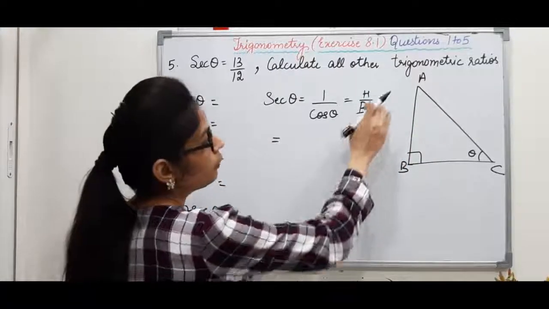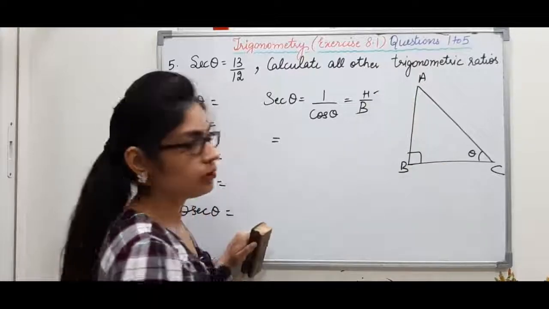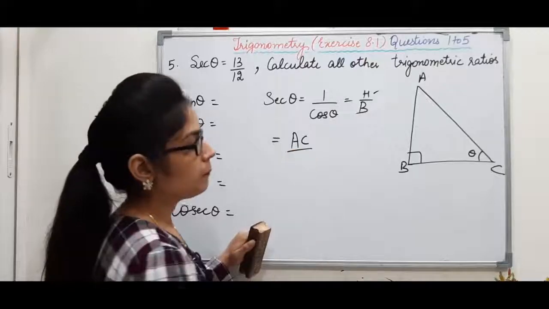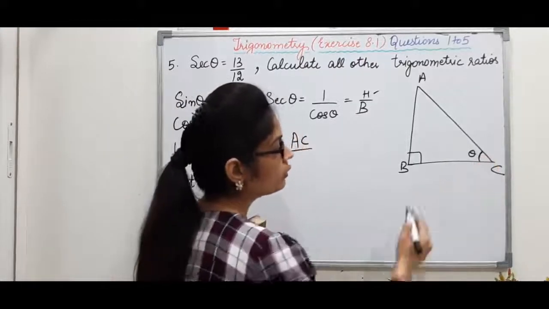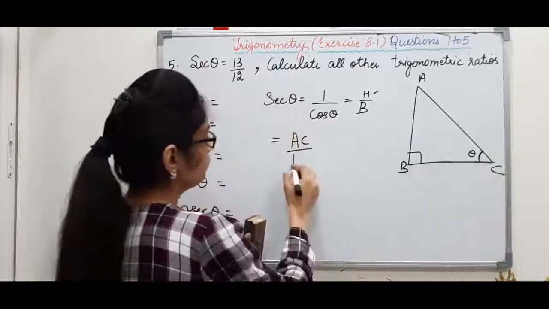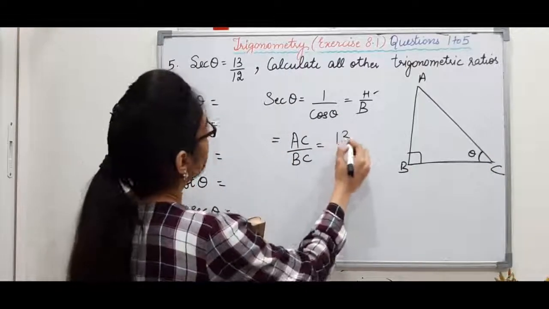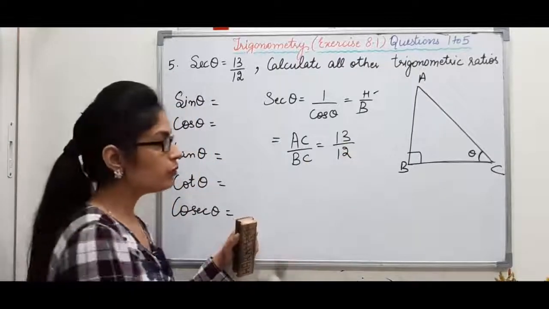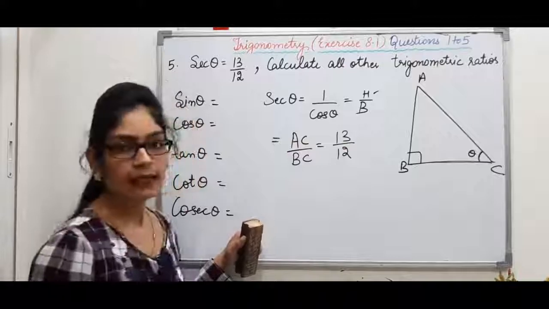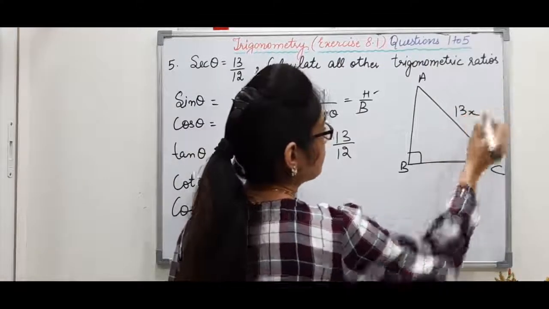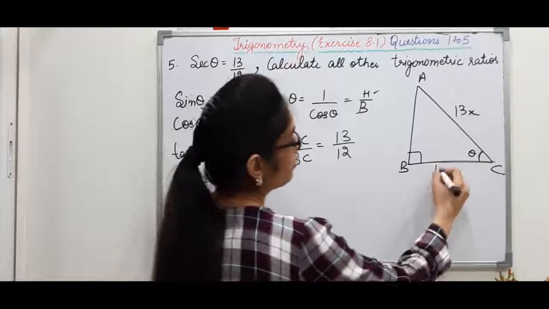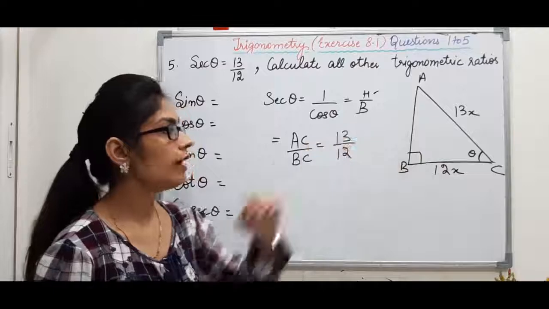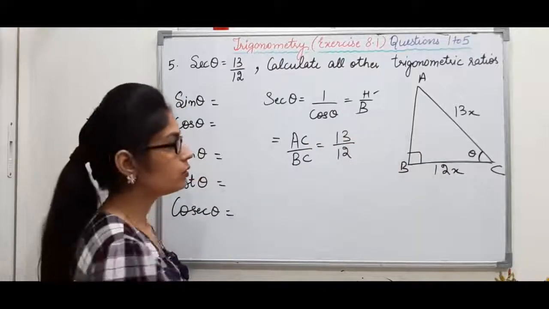Now with respect to theta, we'll see which is the hypotenuse. The hypotenuse will remain the same, so AC is the hypotenuse. Base means adjacent side, so the adjacent side is BC. Now 13 by 12 is already given to us. Again, the ratio is given to us, so we have to assume that AC is equal to 13x and BC is equal to 12x. Now we have got the values of two sides. This side we can find by using the Pythagoras theorem.